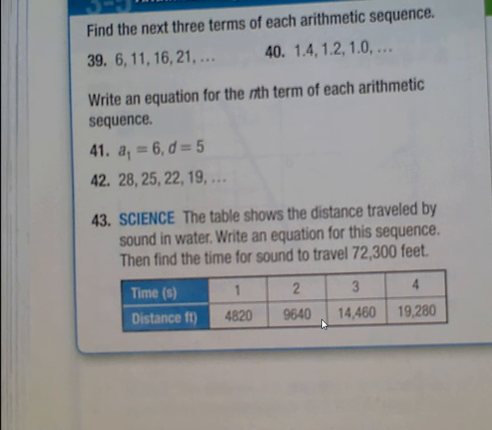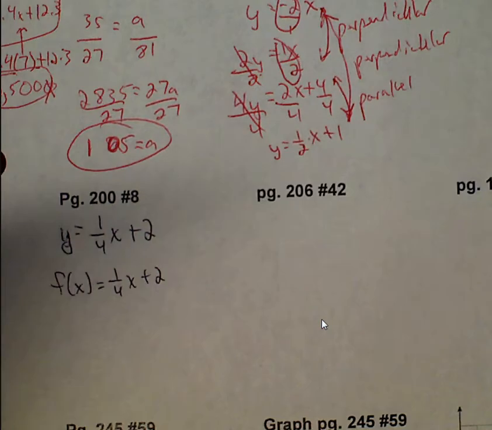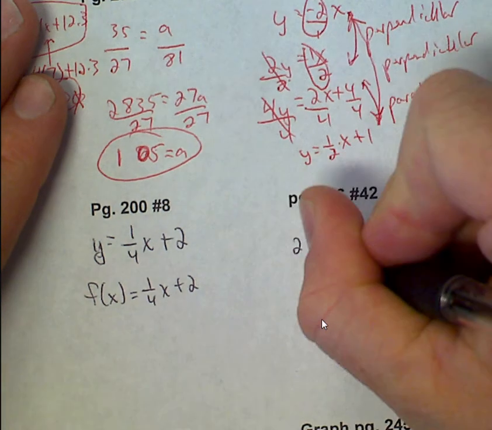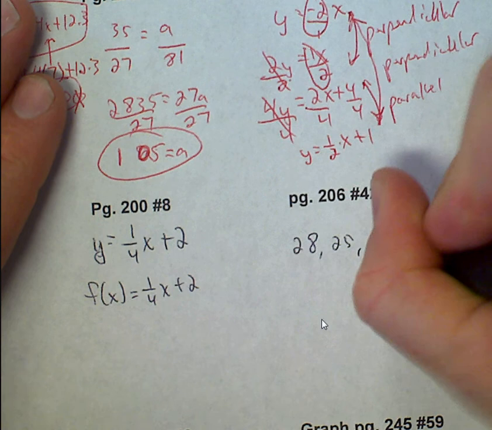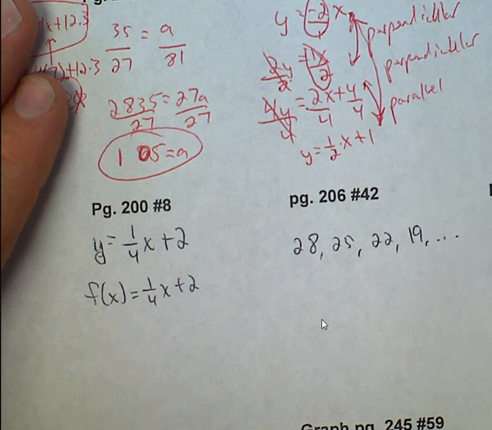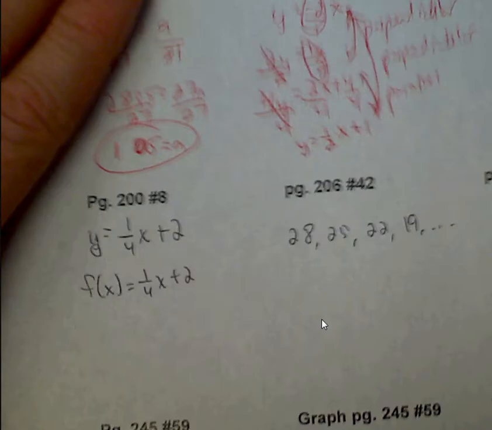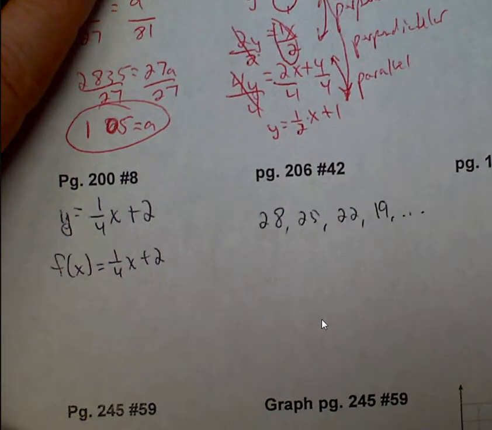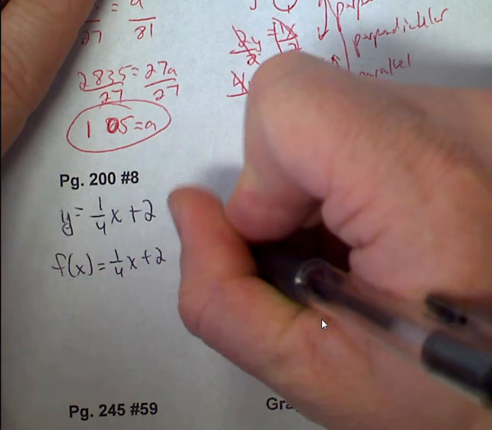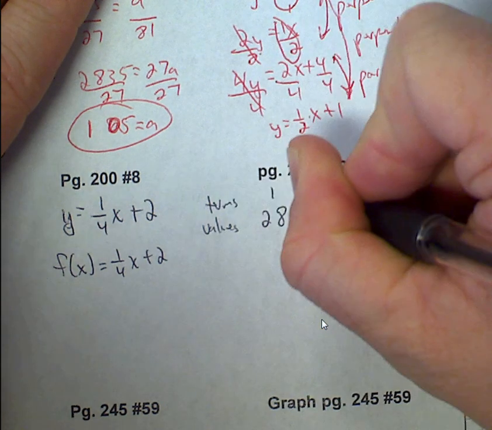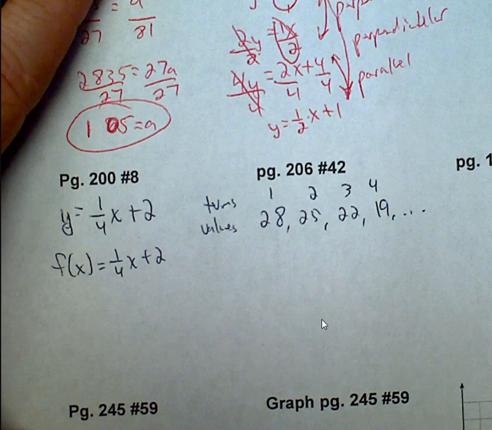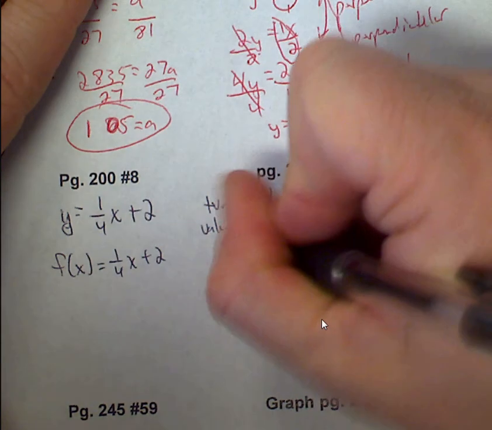Write an equation for the nth term of each arithmetic sequence. So I have 28, 25, 22, 19, and so on. If I need to find the nth term, the equation, I need to find the equation first. So these are my values, and I need to find my terms. 1, 2, 3, 4. These are my x values, these are my y's.